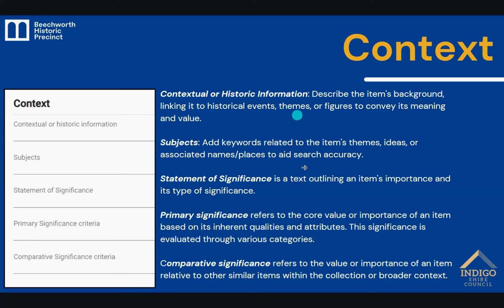So we have primary significance. It is the core value, the importance of an item based on its inherent qualities and attributes. This is also a drop-down list, so we'll have some options we'll look at in Victorian collections. And then there's the comparative significance. This is compared to other items in the collection, so looking at that uniqueness specific to the item that you're cataloguing.